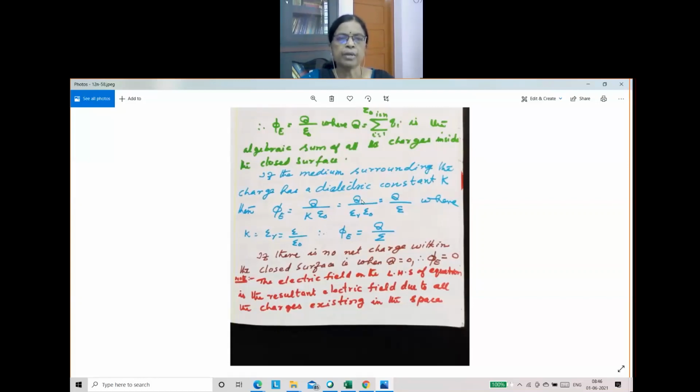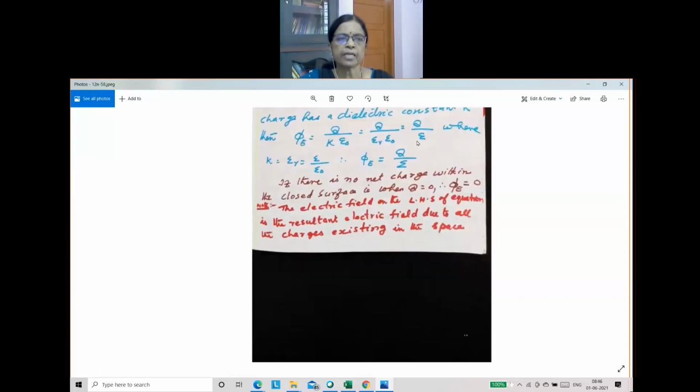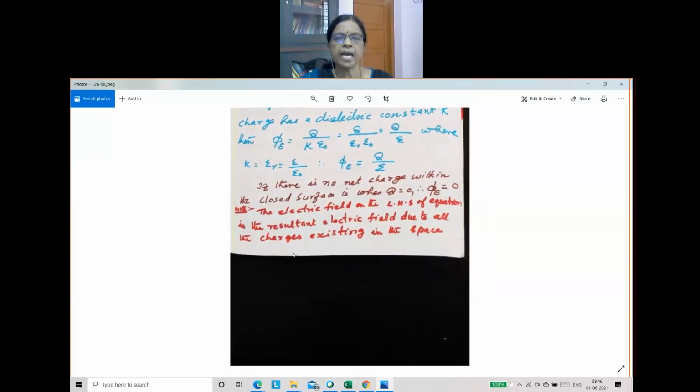So epsilon is K epsilon 0, which is also epsilon r epsilon 0. Either this way you can write, or this way, Q by epsilon r epsilon 0, which is also equal to Q by epsilon. For doing application questions, you must know how to express this equation in different forms. If there is no net charge within the closed surface, Q will be 0, and flux will be 0.